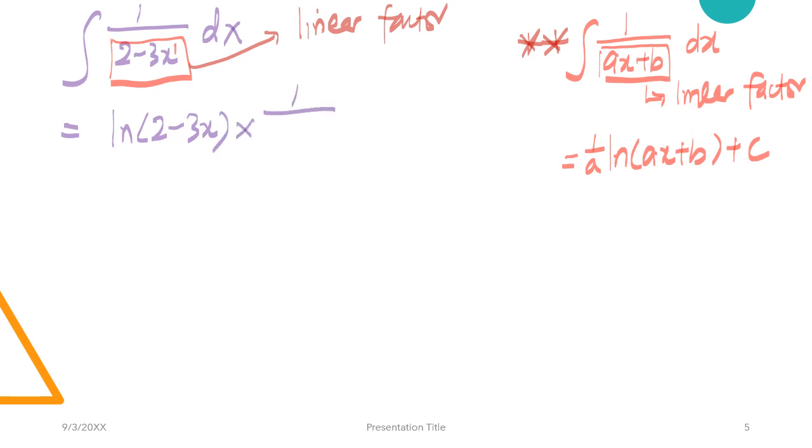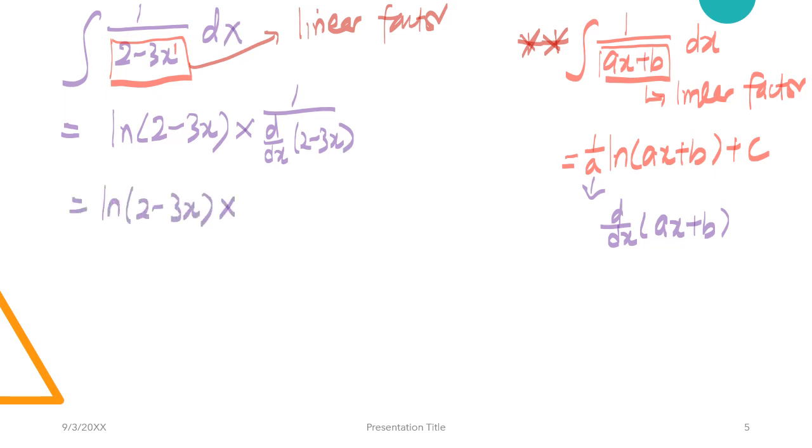And where exactly is a? How do I get this a? This a is when I differentiate my linear factor. When you differentiate the linear factor, you get an a, right? So I need to multiply with differentiation of my linear factor. If you look at the linear factor, when you differentiate 2, you get 0. Differentiate negative 3x, you get negative 3. So 1 over negative 3, you can write it as negative 1/3. Okay, so this is what you get.